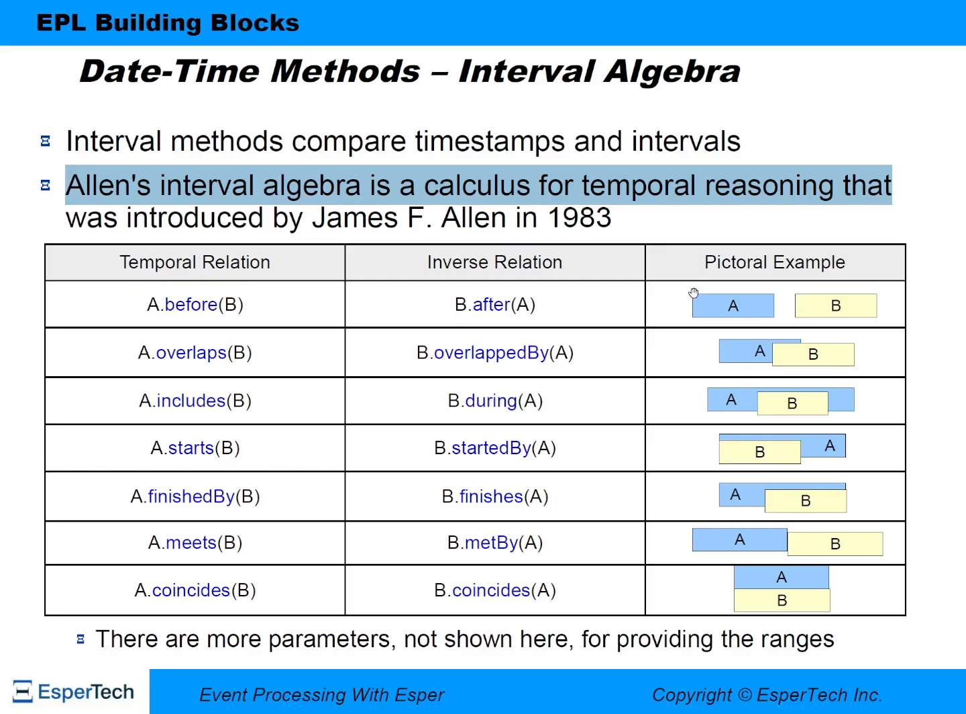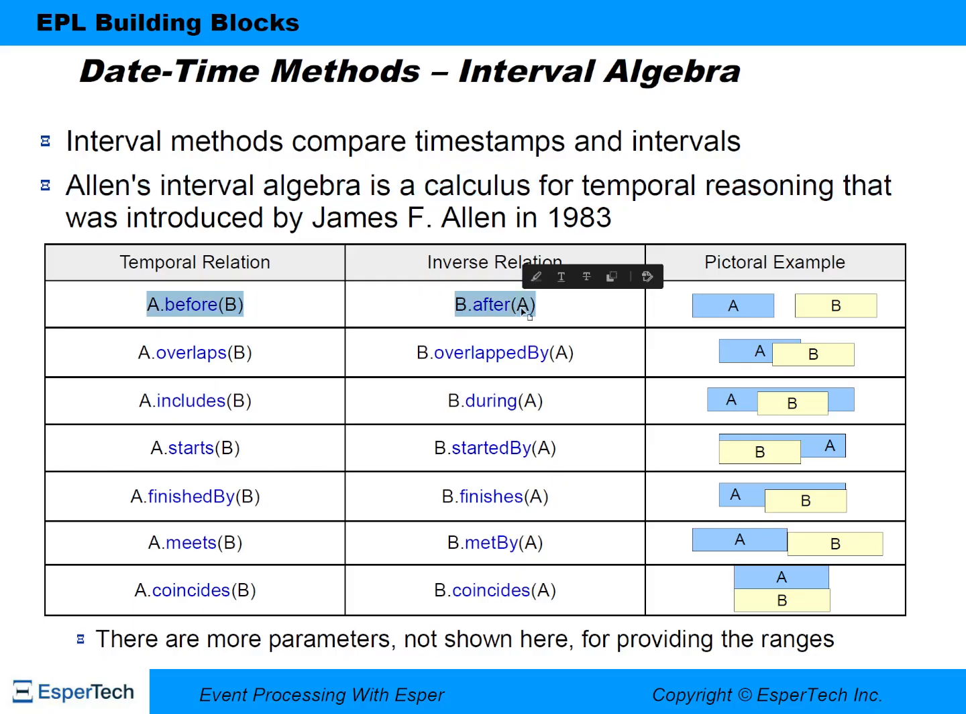In row 1, the before and the after method check whether an interval, or point in time, is before or after another interval, or point in time. In row 2, the overlaps and the overlapped by method check whether an interval overlaps another interval. In row 3, the includes and the during method check whether an interval includes another interval.